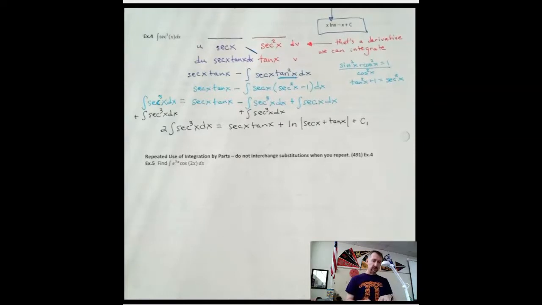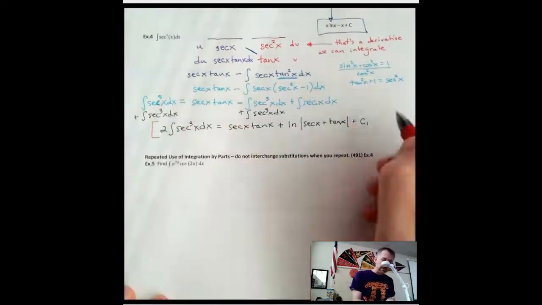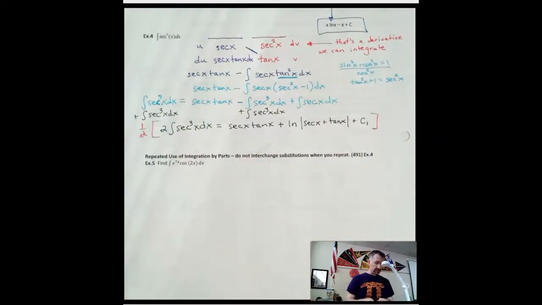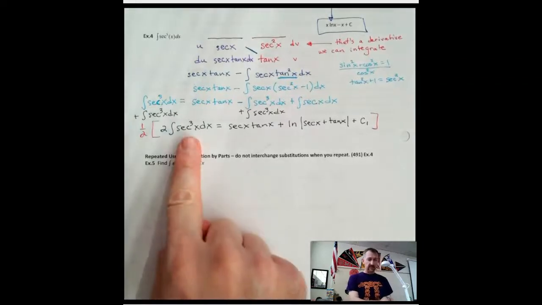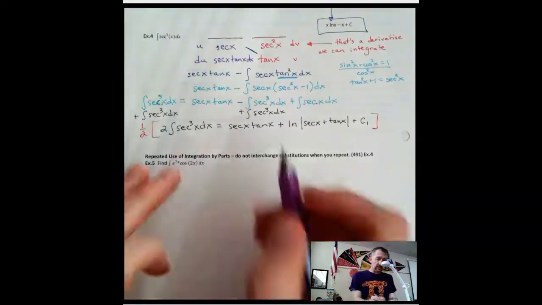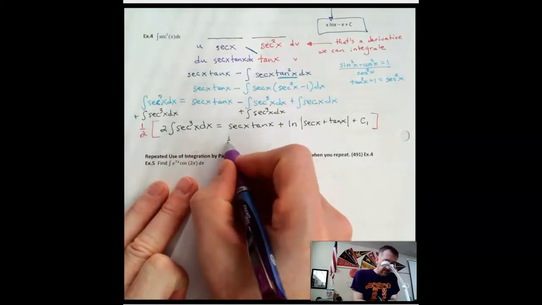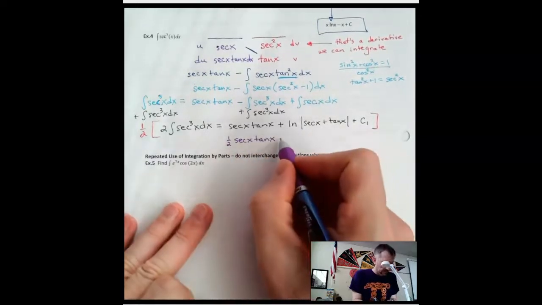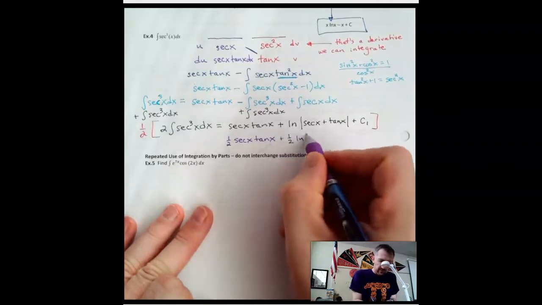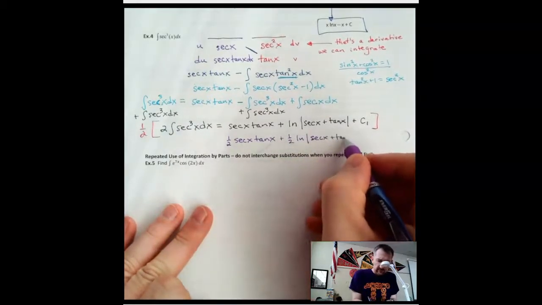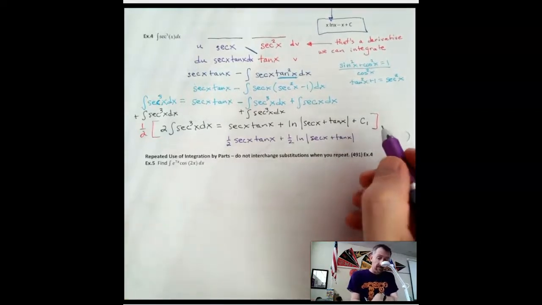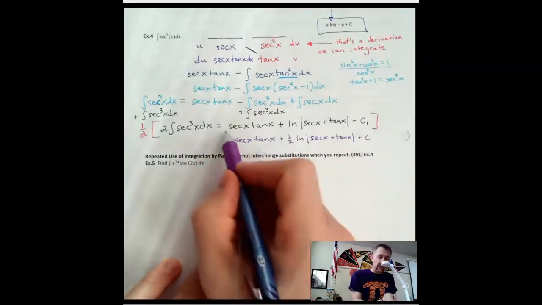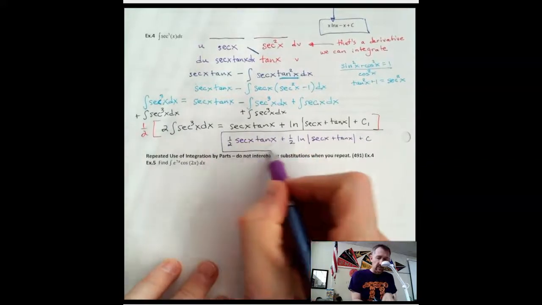So we're going to multiply both sides, or the whole thing, by 1/2. So that will give us our final answer, because then this will just be the secant cubed. So that's going to be 1/2 secant x tangent x plus 1/2 the natural log of secant x plus tangent x. And then we would just put plus c. That's why I used a c1 there, because I'm multiplying it by 1/2, so that would give me a new constant. And that's the one I'll just call c.